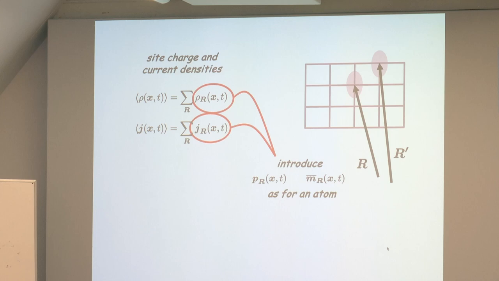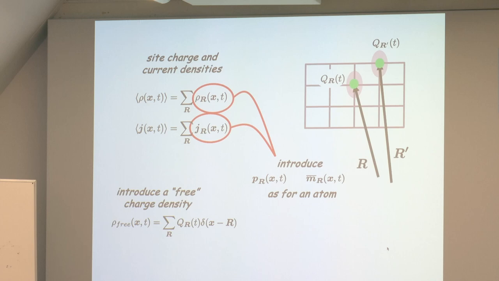Now, of course, the difficulty is that charge conservation for each site is not satisfied. Charge conservation of the whole crystal is, but I could imagine all the charges moving from one half of the crystal to the other half, or something bizarre like that. So these things are not equal to zero. So what do I have to do? Well, the question is, what can you do? You can certainly introduce a free charge density. So this Q sub R is the total charge associated with this site, and I'll just put it at the lattice site.